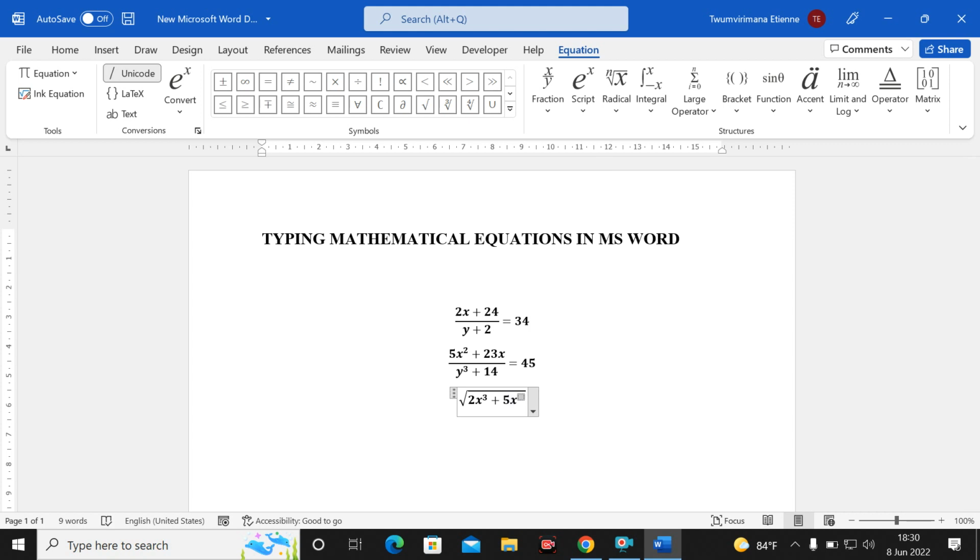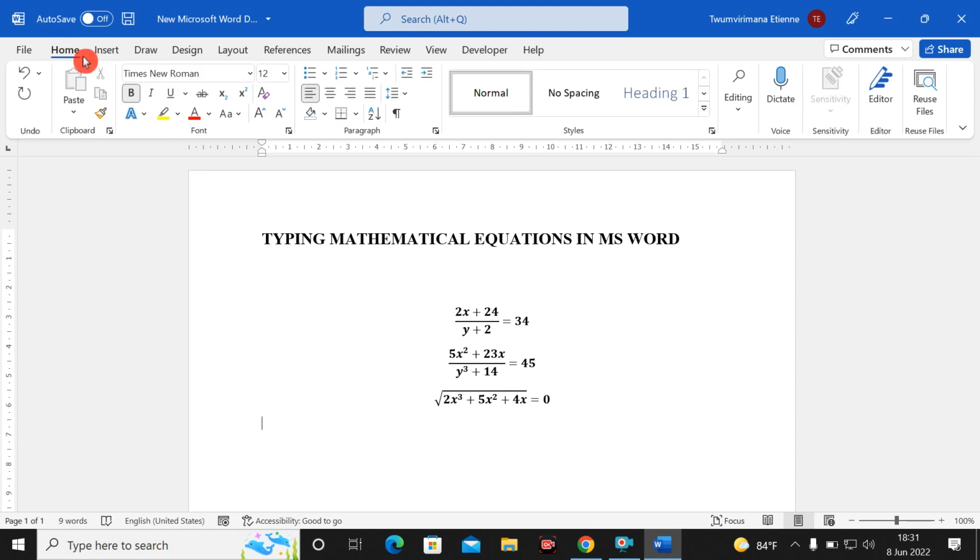You can just use those direction arrows to move to the power, and here is square. And I can go down again and type something like 4x, and this is an equation that I have here. I can move there again and just type the equal sign, equal to 0. You can solve it, or you can use other mathematical expressions to solve. Here we are just dealing with how we can type different equations. Yeah, this is how we can use radicals.